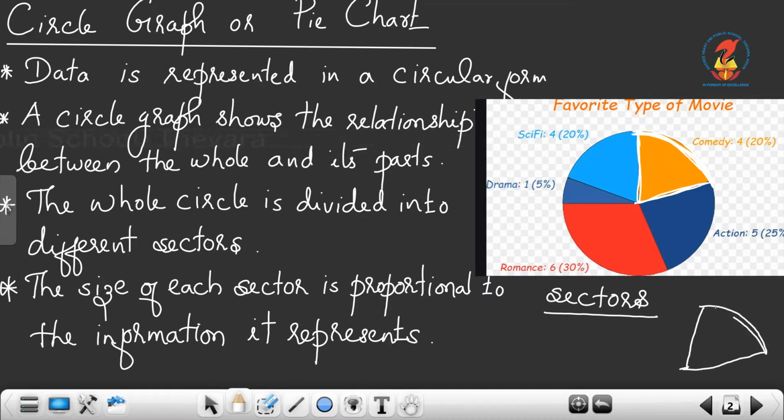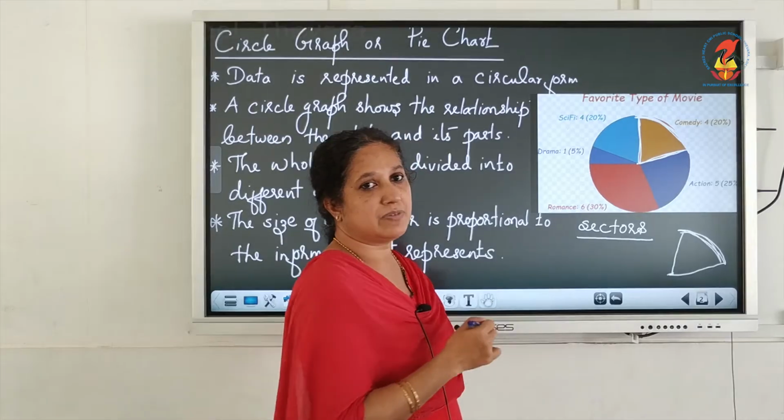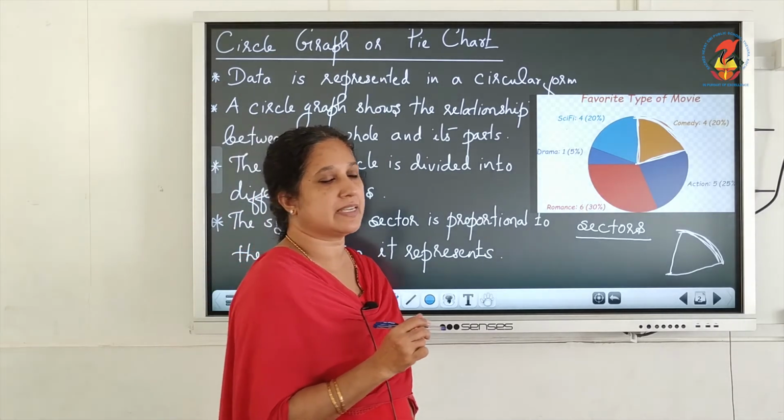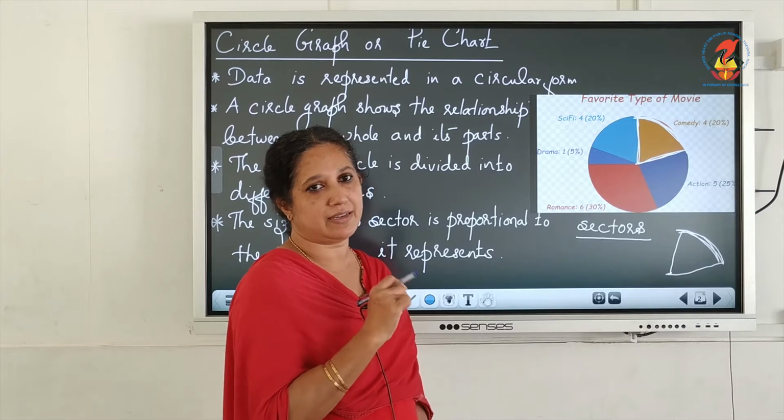So the whole circle is divided into different sectors, and the size of each sector is proportional to the information it represents. Now look at that, how many sectors you can see here? 1, 2, 3, 4, 5 sectors. So 5 different types of information, that means 5 different types of data are there. The size of the sectors are different, and the size of the sector is proportional to the information it represents.